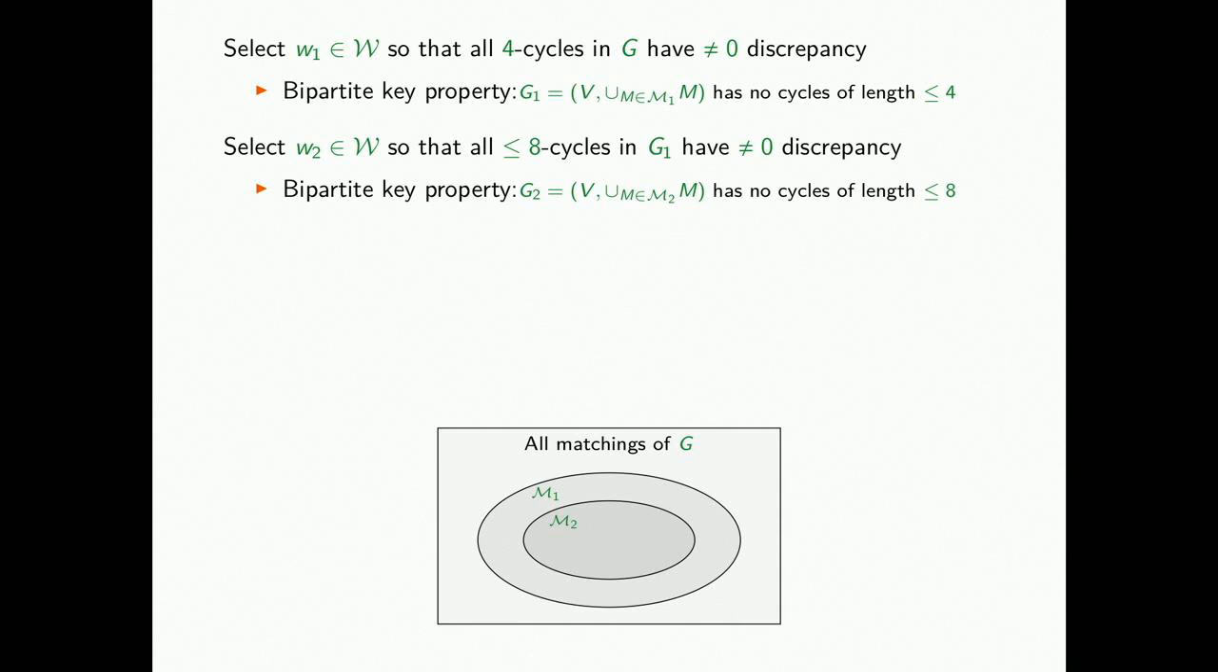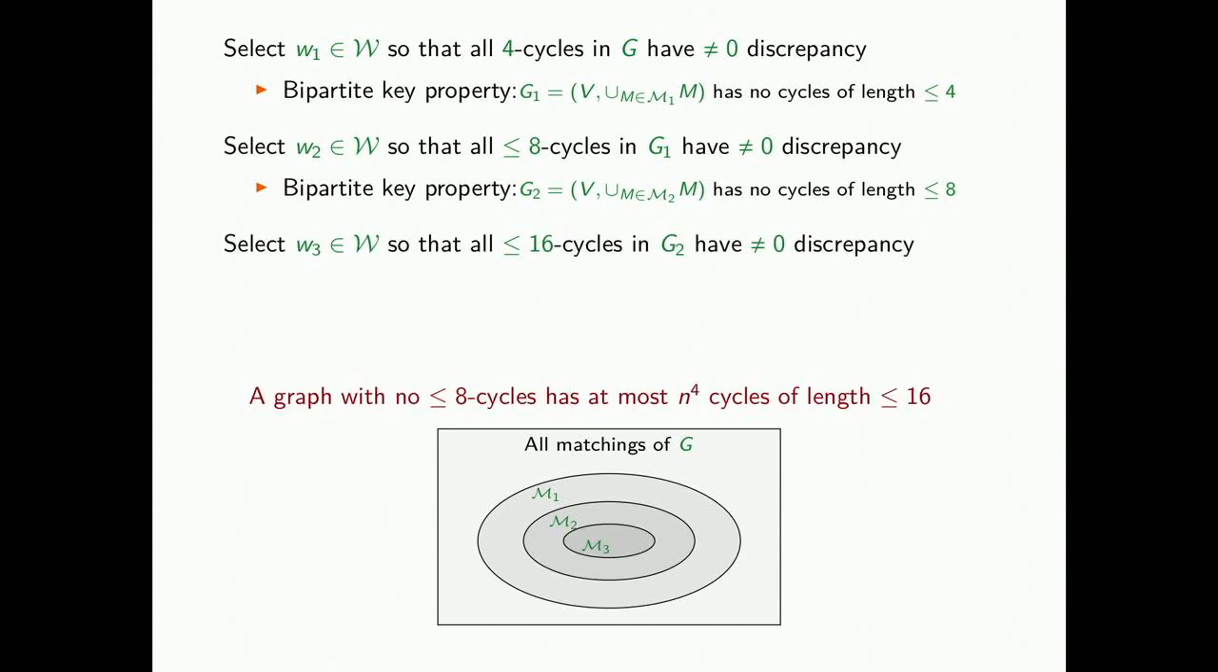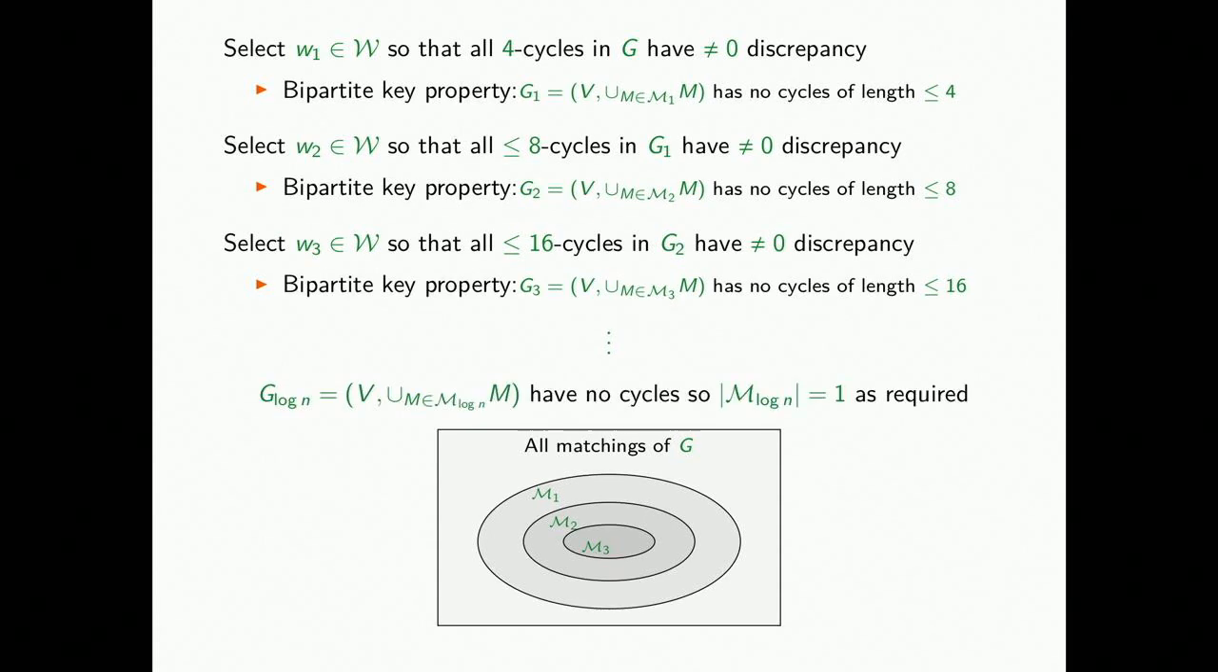What do you do next? We have removed all the cycles of length 8. Now the 16 are removed. Again, a graph with no cycles shorter than 8 has at most n to the power 4 cycles of length 16. And that's it. So now you have done log n steps. After log n steps, you have no cycles of length n. That means that the graph has a unique min weight perfect matching.